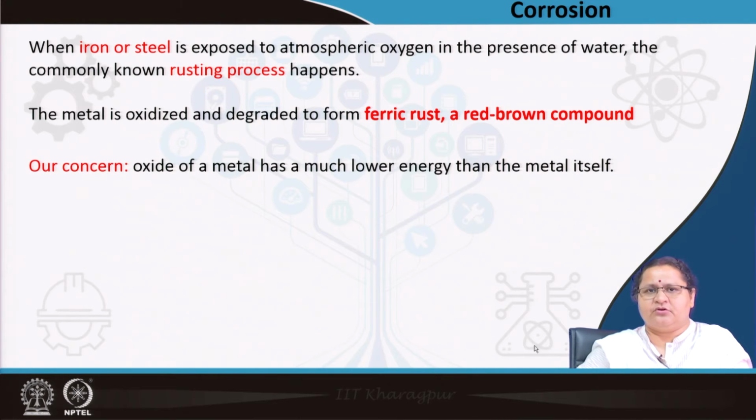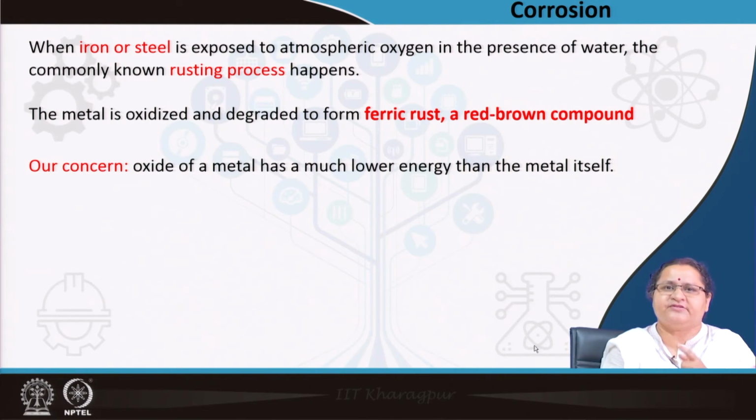So, this ferric rust or ferric oxide forms in stages. It degrades the iron. It is seen as a red brown compound. Our concern is we have to stop this oxidation process because the metal oxide has lower energy or lower strength than that of the metal. So, it is weak, otherwise it would not have concerned us. Let it rust. If it has the same strength, why do we bother?